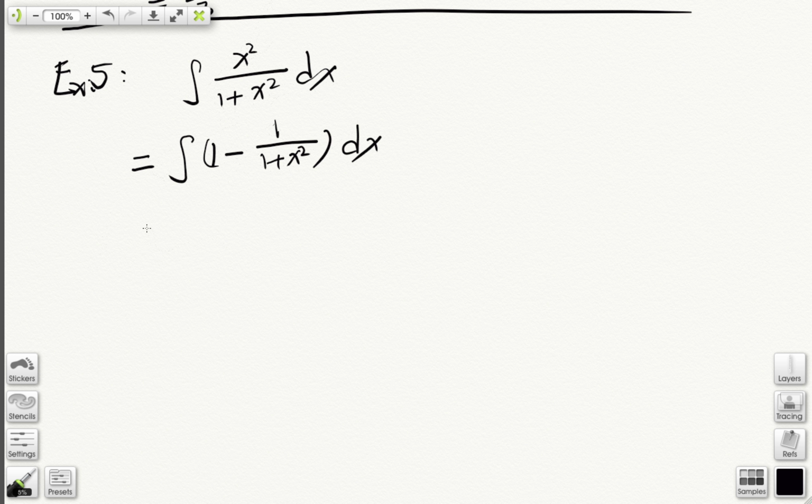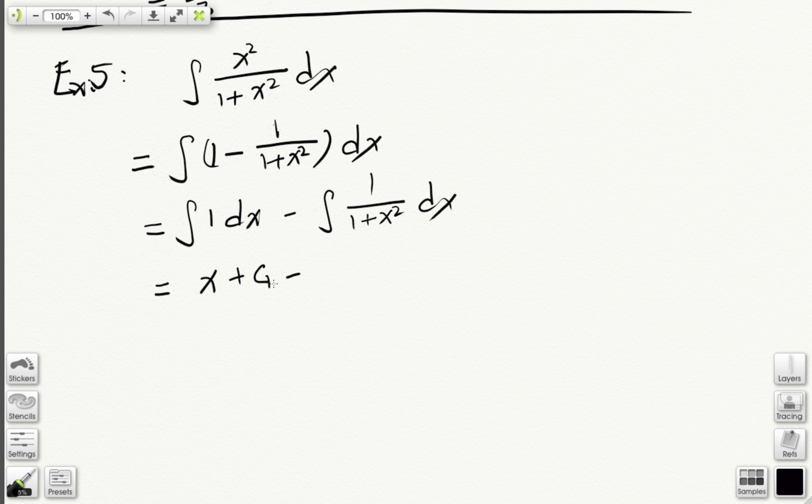Then we use the first identity to put them into two parts and deal with them separately. We have this. Then it's x plus c1 minus arctangent of x plus c2, which is x minus arctangent of x plus a constant c.